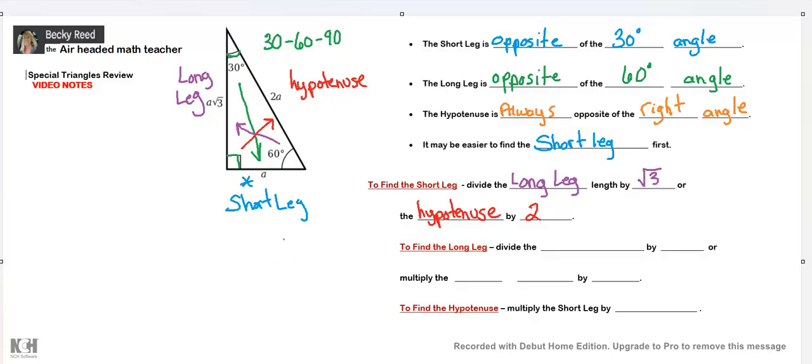Okay, so the short leg, whatever it is, say that it's four units long, then the long leg is going to be 4 times the square root of 3, and the hypotenuse would be 2 times 4, which is 8. So everything is based off the short leg. That's why it's pretty important.